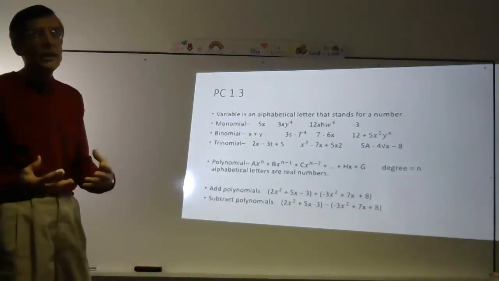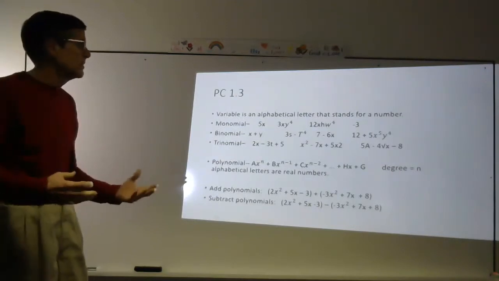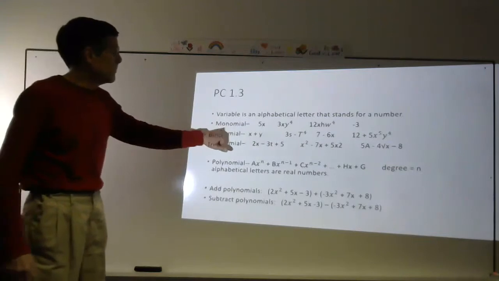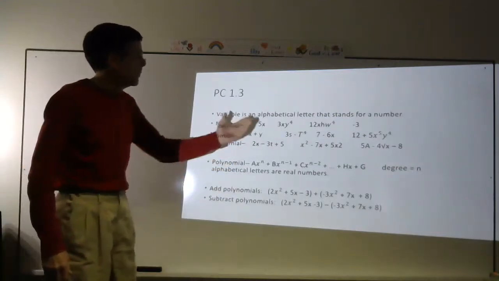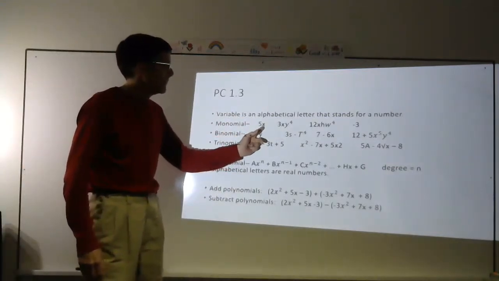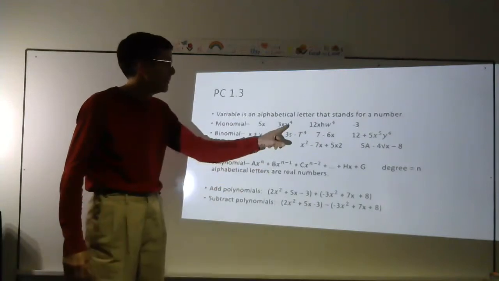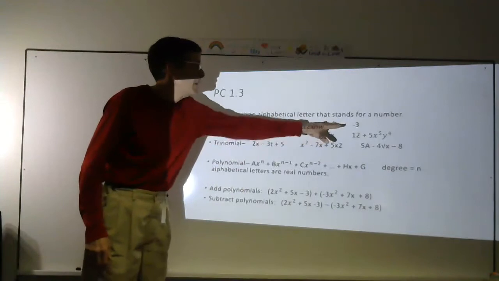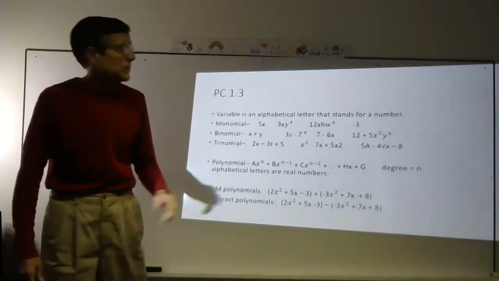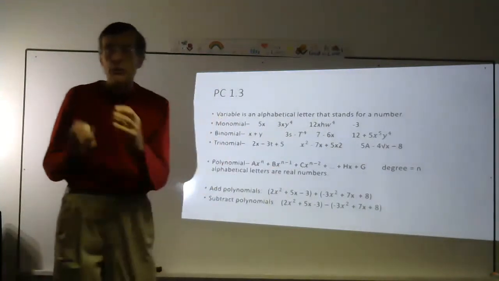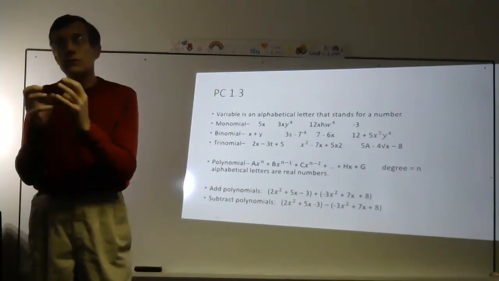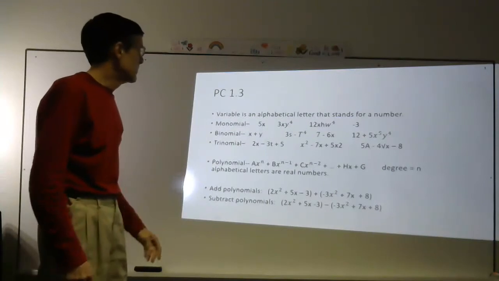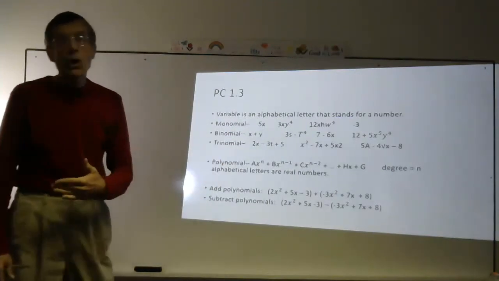Now, when you put letters and numbers and exponents together, we can get different kinds of expressions. A monomial is when you have just one term: 5x, 3xy to the fourth, 12xhw to the fourth. These are all monomials. Even though they have many letters in them, they're all connected by multiplication or division, and that makes it just one term. Mono meaning one.